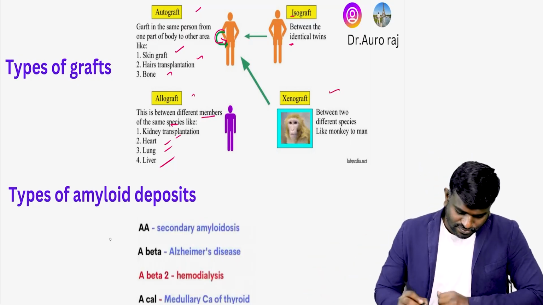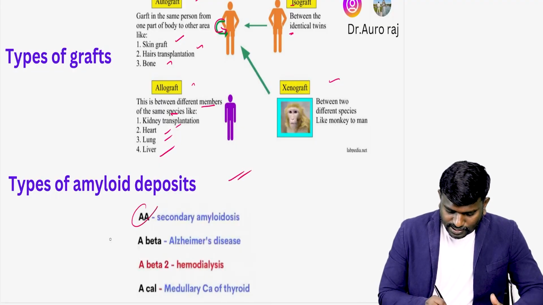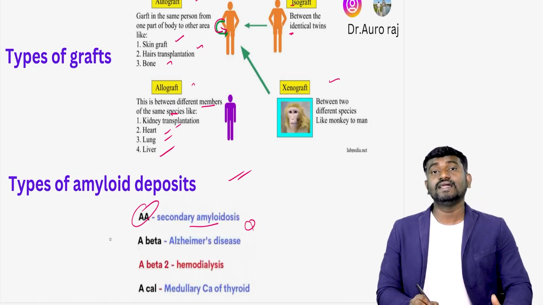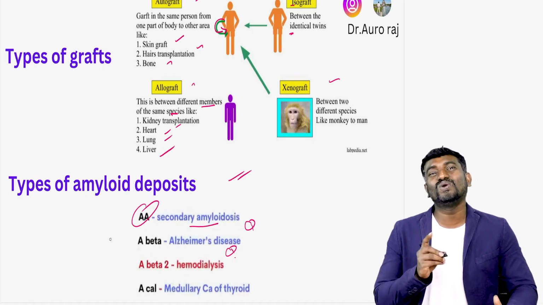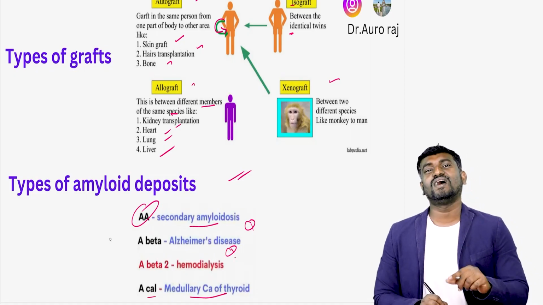Good. Types of amyloid deposits are also going to be very important. Remember, AA is going to be secondary amyloid. At least remember, A beta is seen in Alzheimer's disease, and A beta 2 is seen in hemodialysis, and ACal is seen in medullary carcinoma of thyroid. Good.